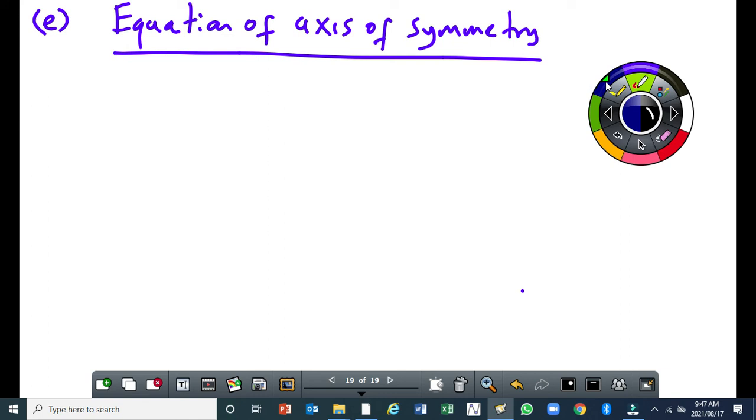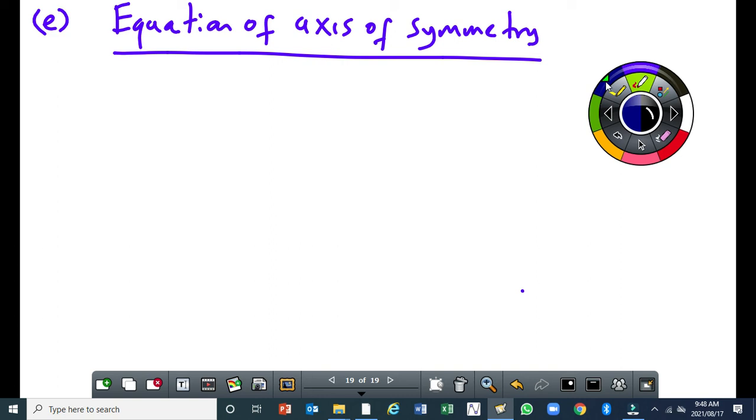The equation of the axis of symmetry, it's y, rather, I'll call it x equal to 0. It's the y-axis. The y-axis is the axis of symmetry. But the y-axis has an equation. If you didn't know that, from now on you must know. The y-axis has got an equation. The x-axis has got an equation.